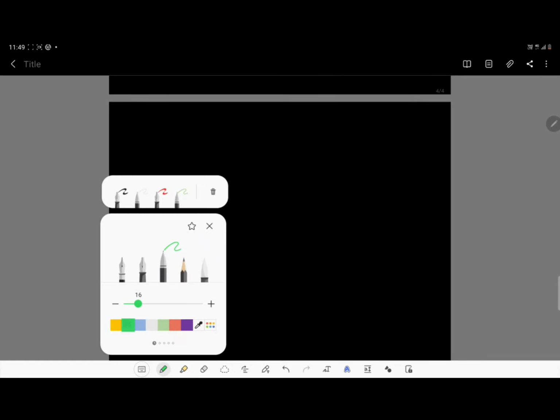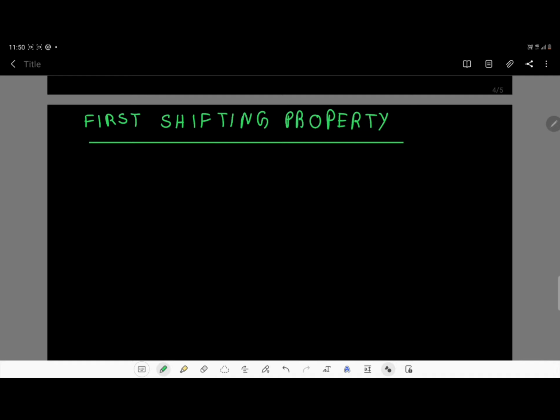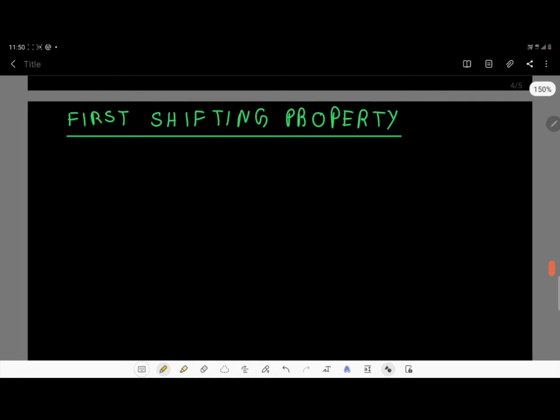Okay, now I will tell you a very important property, which is famously known as the first shifting property, and a very important concept as well. In case of the Laplace transform, this property is very important and will be used in the majority of the questions. So now what is this?